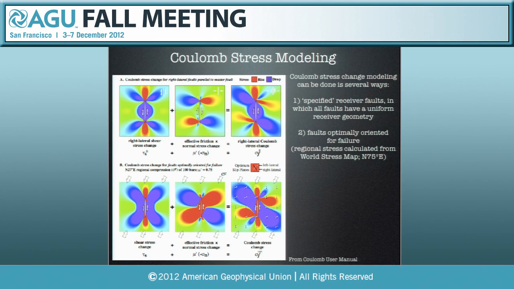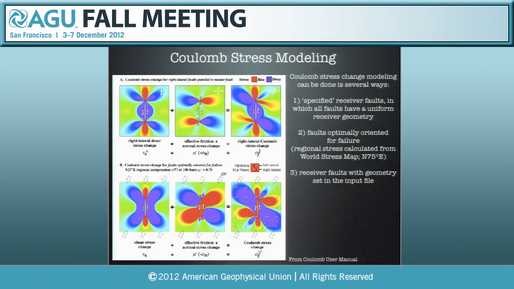The second way you can do this is look for faults that are optimally oriented for failure. And with this, you need to know something about the regional stress. And so we use the World Stress Map and find that the greatest principal stress has an azimuth of 75 degrees northeast. And you can use this, it's shown below here, for, again, shear, normal stress, and then finally Coulomb stress changes on optimally oriented slip planes. You can also do this for receiver faults with geometry that's already set.